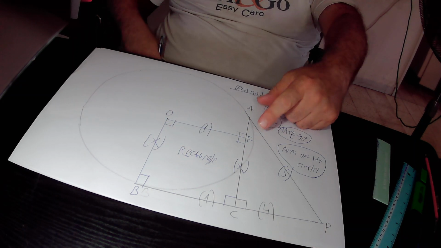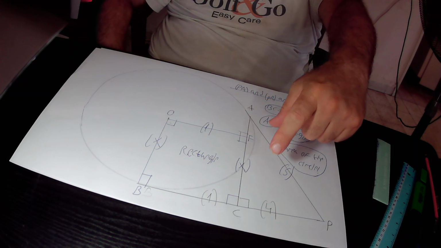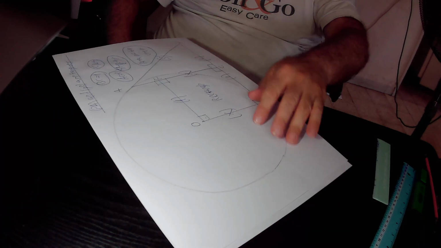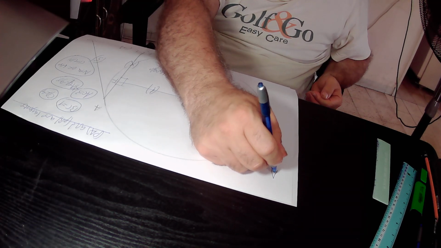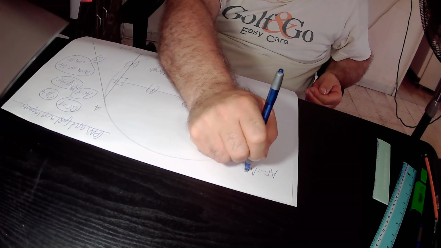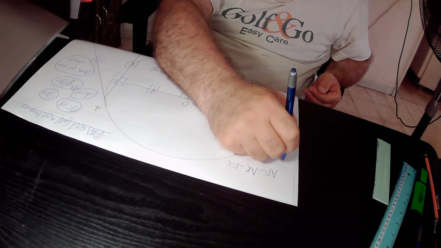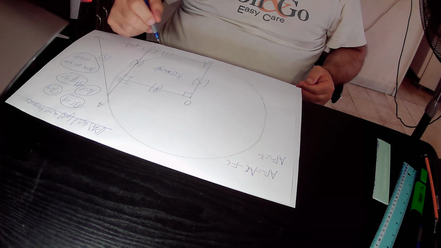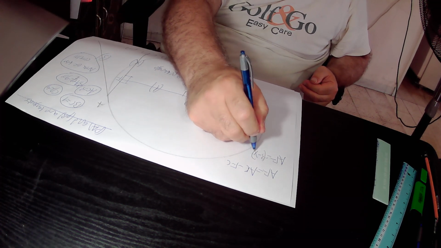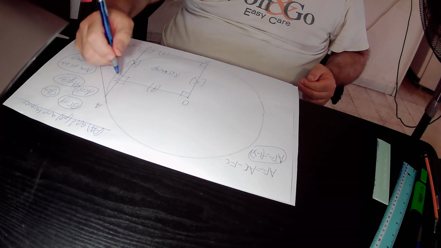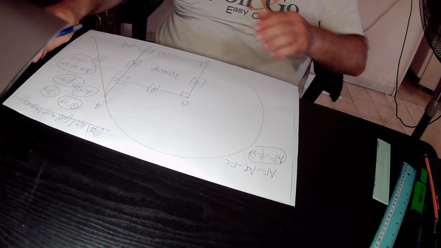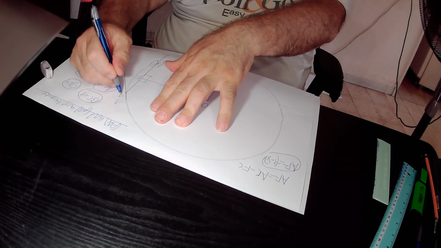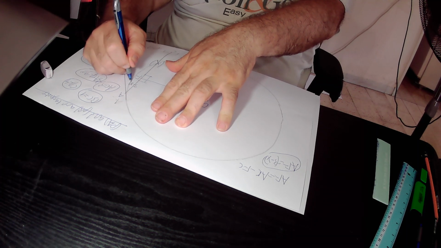What is the length of the missing line segment AF? AF equals AC minus FC. So write it down. AF equals AC minus FC. So AF equals AC, that is 3, minus FC, that is x. So in total, AF equals 3 minus x units in its length. Write it down. AF equals 3 minus x units in its length.